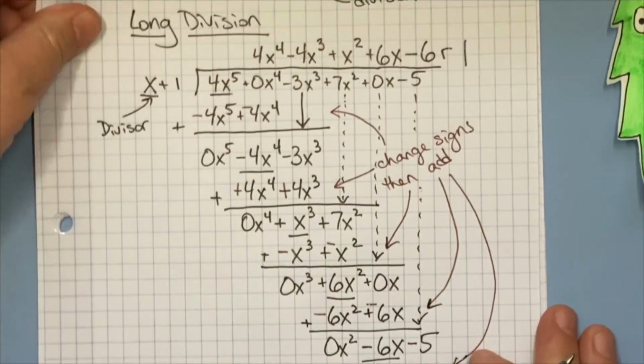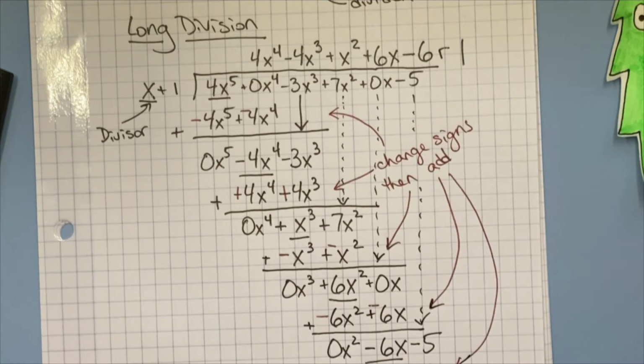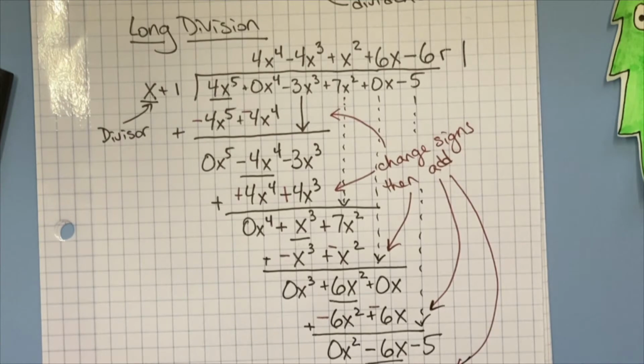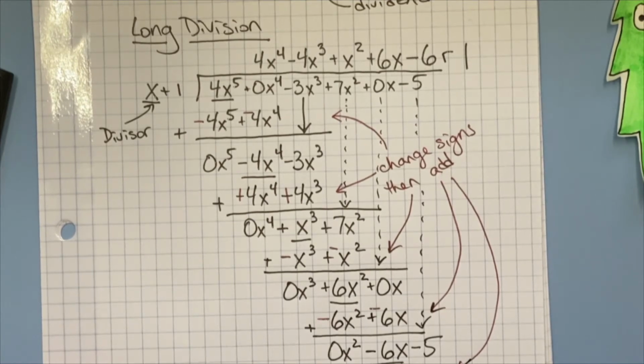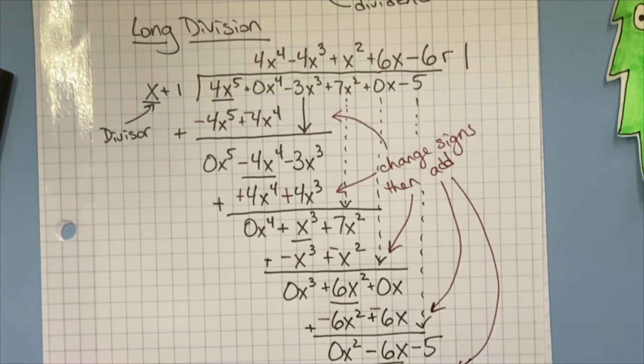So our answer right here is that 4x to the 5th, and I know you can't see this, minus 3x cubed plus 7x squared minus 5 divided by x plus 1, I'm writing it all out and I'll show it to you in just a second, is 4x to the 4th minus 4x cubed plus x squared plus 6x minus 6, sorry, I got excited about the remainder, minus 6, and then, oh no, oh no, oh no.